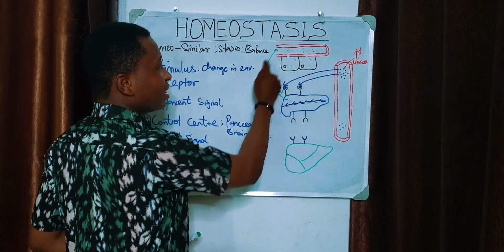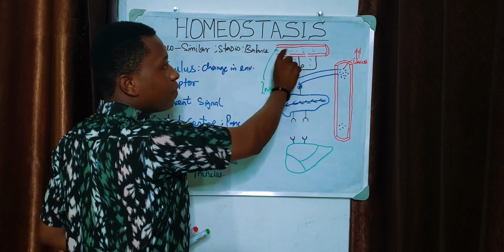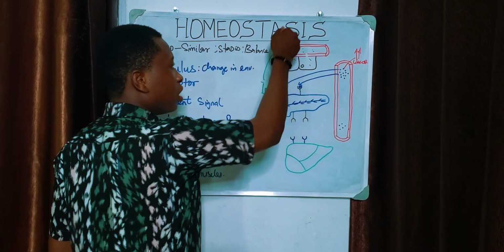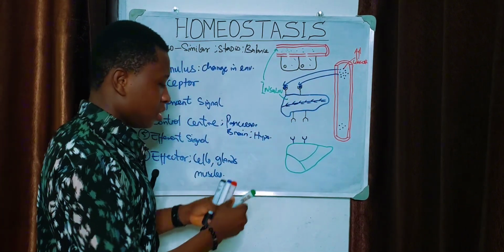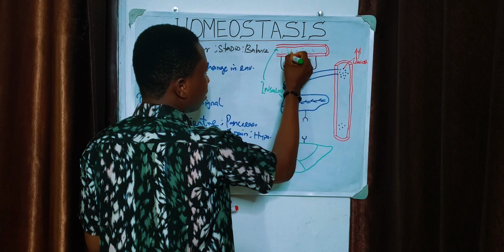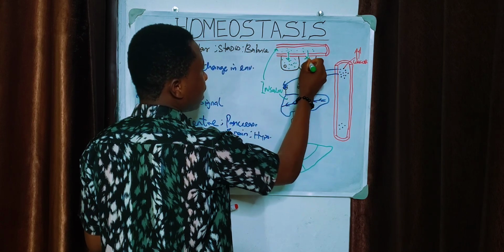When the insulin gets into the blood, it helps to move the glucose molecules in the blood into the tissue cells. So these glucose molecules get in, and they are now trapped in the cells here.